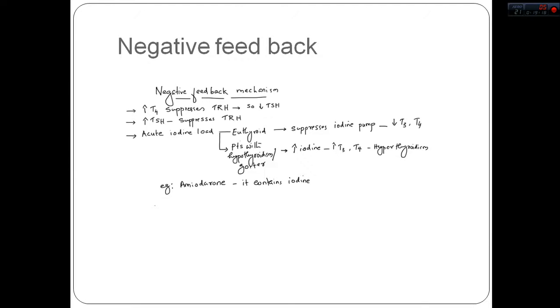If the person has an acute iodine load, how does it affect the individual? It depends on the individual's state of health as far as the thyroid gland is concerned. If the person has a normal thyroid and is loaded with iodine, this excess quick load of iodine will suppress the iodine pump. Once the iodine pump is suppressed, you know what happens?